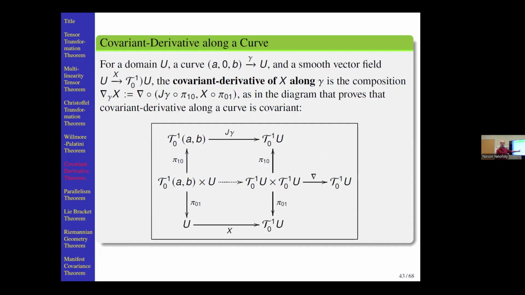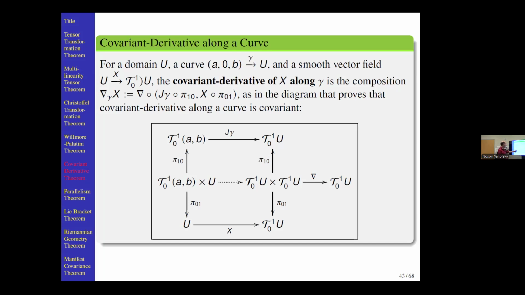Here's nabla, the affine connection, two inputs, one output. You can project on the first, you can project on the second. By the way, for projections, I'm just using a binary string to say which coordinate I'm projecting to. So 1, 0 means the first coordinate, 0, 1 means the second coordinate. Okay. Now, you have the Jacobian on the top of this curve, and you have a vector field down here. So we're interested in the derivative of the vector field along the curve.